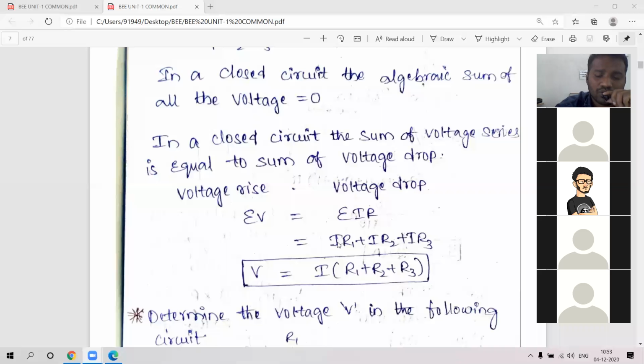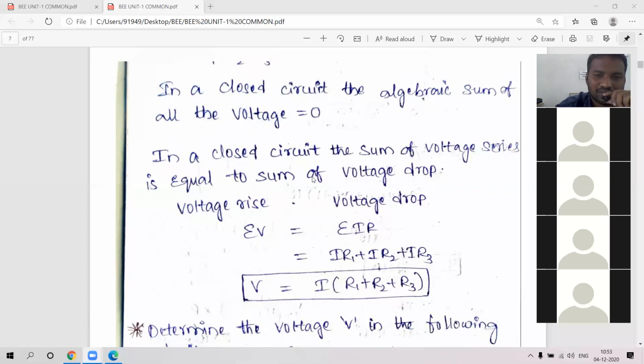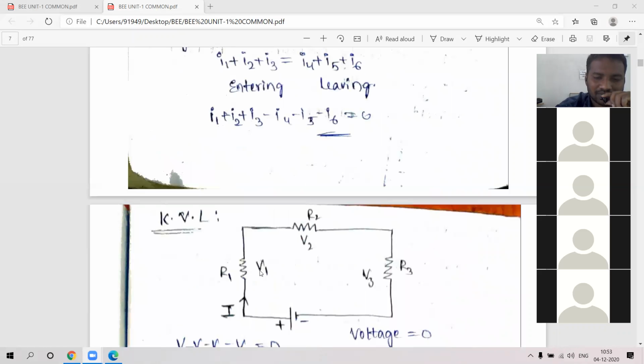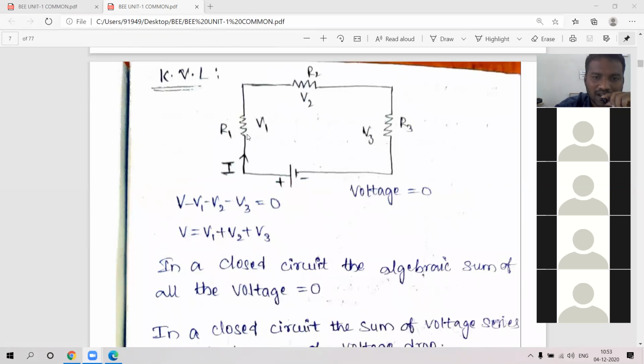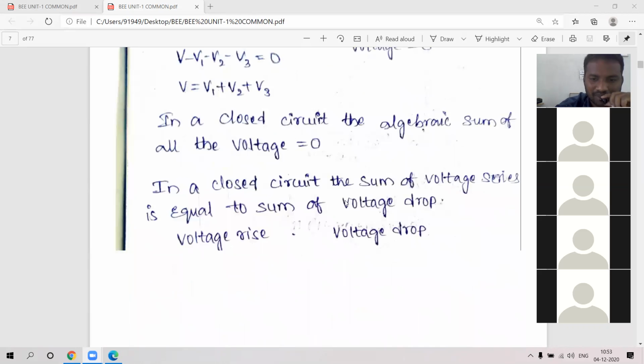What is V1? Ohm's law: V is equal to IR only. What is I here? I is current. Current I only, and it is the same. What about R? In V1, what is the resistor? The resistance is R1.